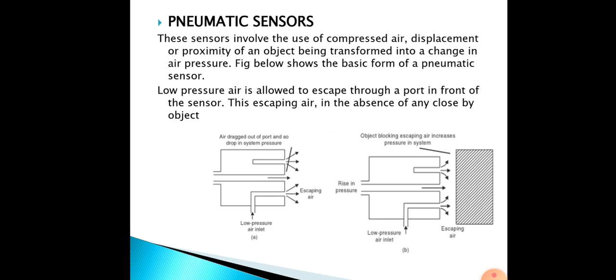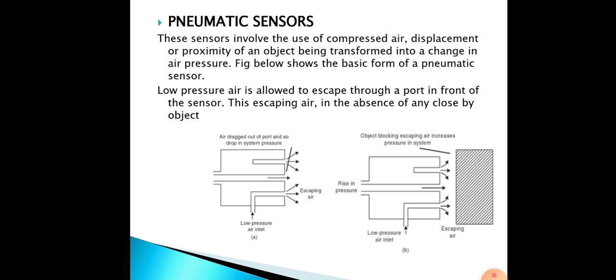If there is a close by object, the air cannot so rapidly escape and results in the pressure increasing in the sensor output port. The output pressure from the sensor thus depends upon the proximity of the object, means the distance to the object. If it is close, then the air cannot escape. Pneumatic sensors are used for measurement of displacement of fractions of millimeters. This can be typically 3 to 12 millimeters.